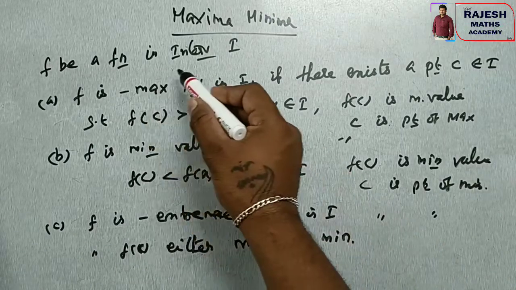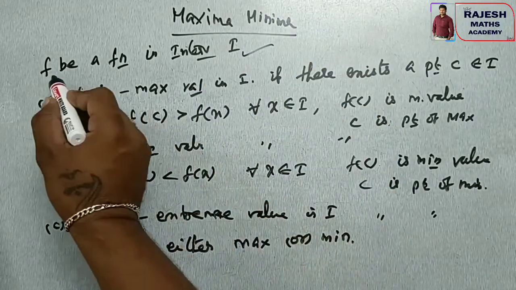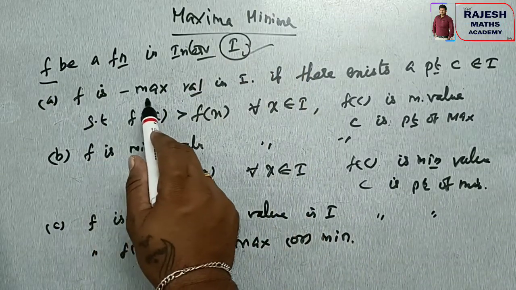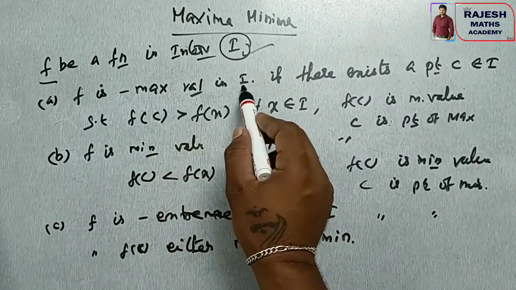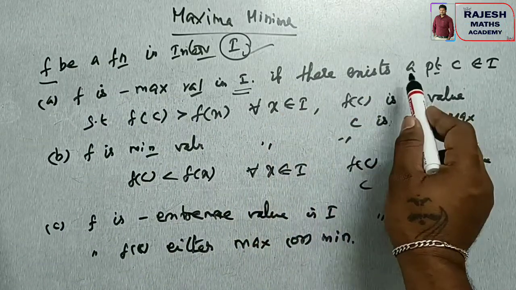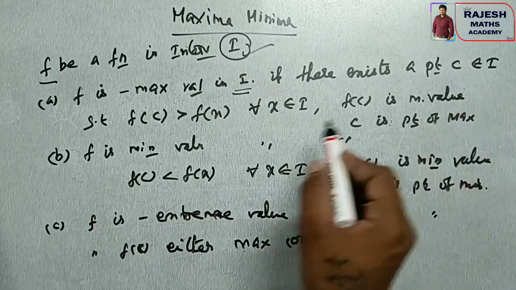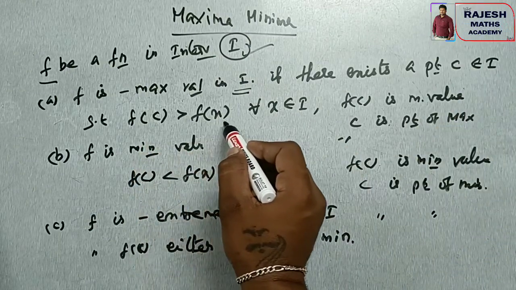Let f be a function in the interval I. I am going to define a function f in the interval I. Now f is said to be maximum in that interval if there exists a point C, any point C in that interval, such that f of C is greater than f of x.